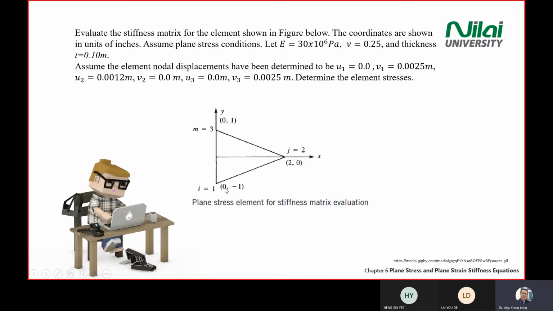I is at 0, -1. J point is 2, 0. Point M is 0, 1. So don't confuse with the other numbering. For example, I equal 1 means point number 1. J equal 2, point number 2. M equal 3 means point number 3.